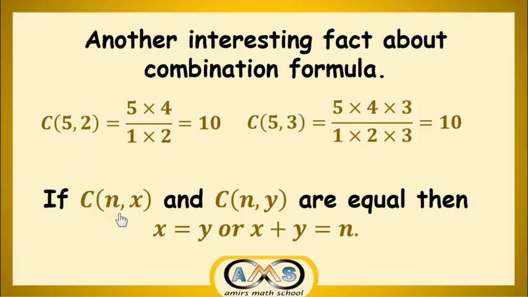So here the value of n is equal to 5 and the value of x equals 2. For the second case, the value of n equals 5 and the value of y equals 3. Here we see these 2 and these 3 are not equal. That's why 2 plus 3 will be 5. So in this case, two things can happen. If Cnx and Cny are equal, then either x equals y or x plus y equals n.